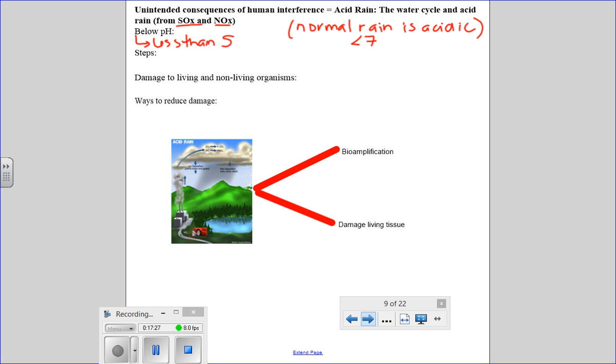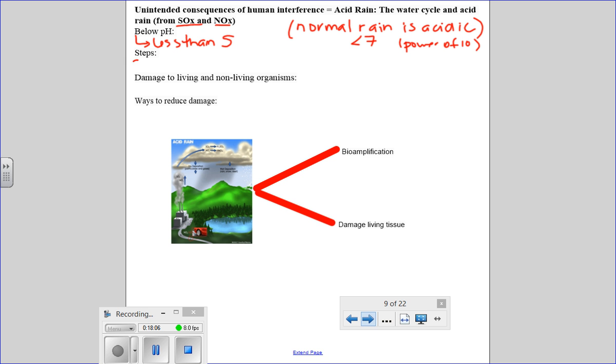On the pH scale, each number is based on a power of 10. So if a neutral substance has a pH of 7, something that has a pH of 5 is 2 steps down. 7, 6, 5. So that means 2 powers of 10. So something that has a pH less than 5 is 100 times more acidic than something that has a pH of 7. That's a big deal. Normal rain has a pH that's a little bit less than 7, in the 6s usually somewhere, but that's not nearly as much as 100 times.